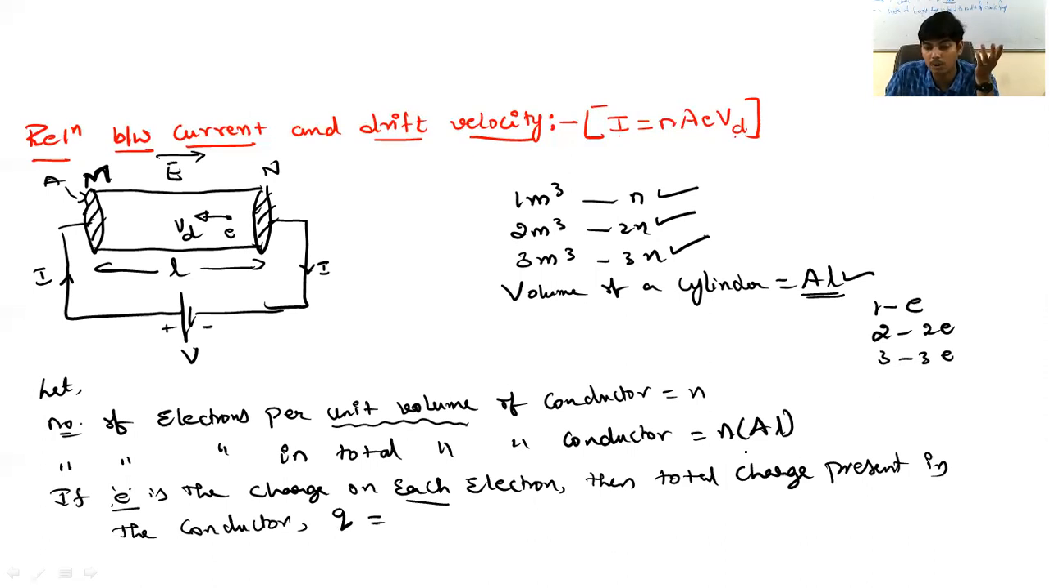How many total electrons do we have? We have a total of n AL electrons in the conductor. Charge on 1 electron is e. Charge on 2 electrons is 2e. Charge on 3 electrons is 3e. Charge on n AL electrons will be n A L e. See, we have determined the total charge present in the conductor.